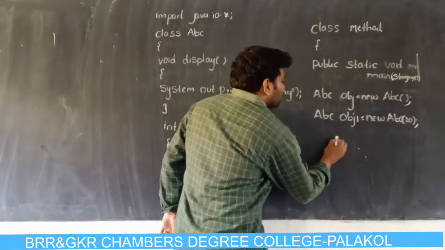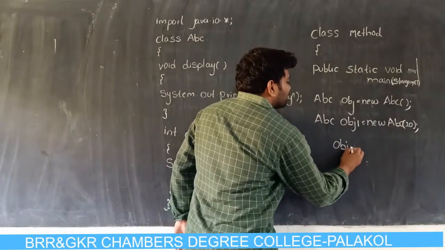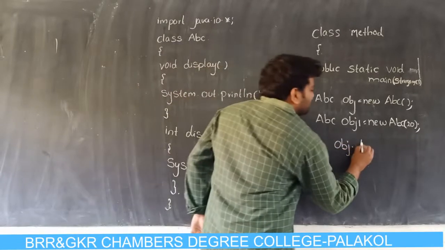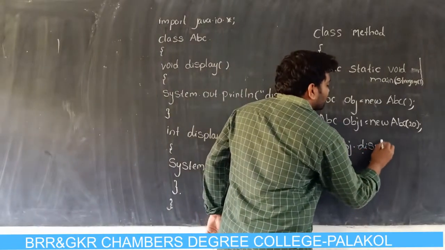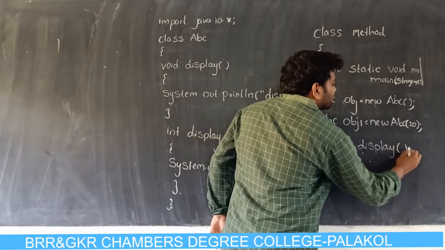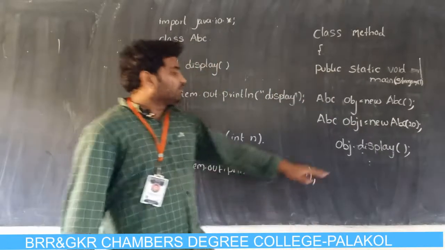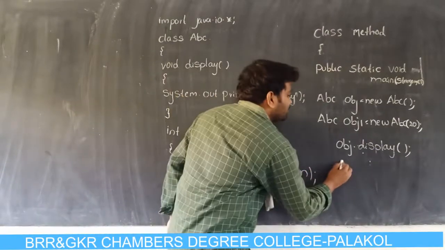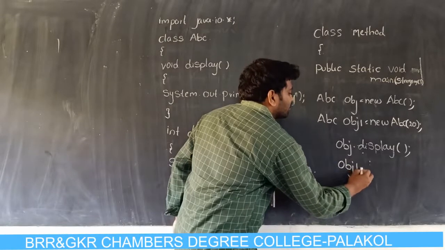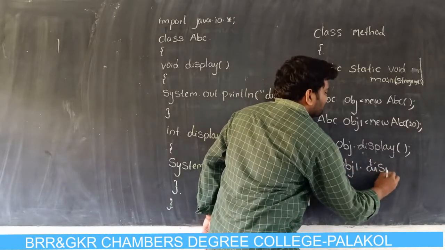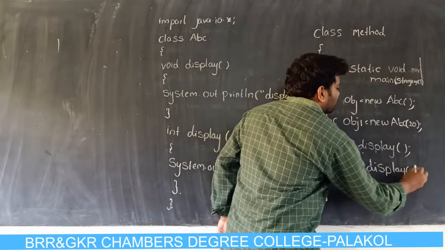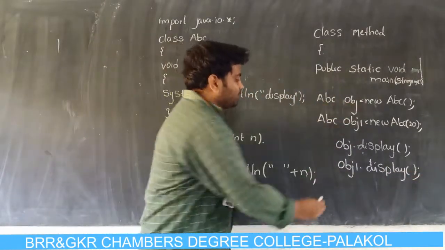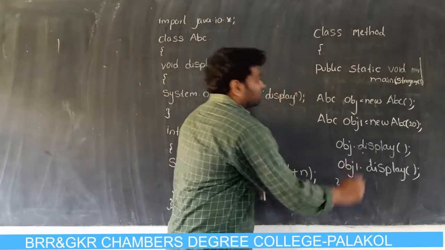Next one, obj dot, the first method is display, open parenthesis and closing parenthesis semicolon. The method is called, and the statement in the display method is executed. Next, obj1 dot display, open parenthesis and closing parenthesis and semicolon. After the process is completed, the curly bracket is closed.